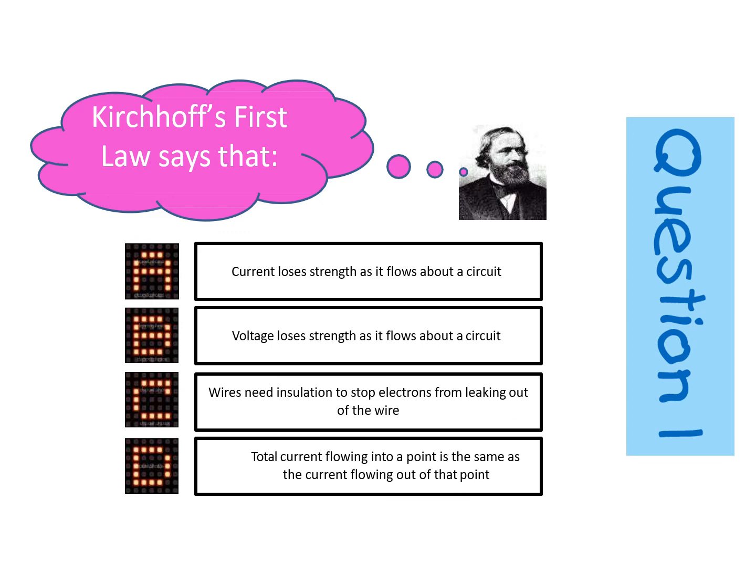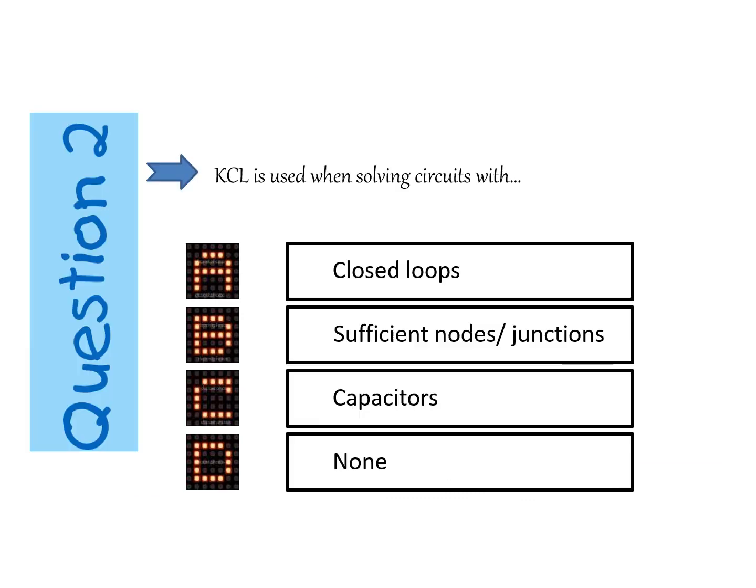So the next option is total current flowing into a point is the same as the current flowing out of the point. I think this is connected to the first law, is it not? So the option is D. Kirchhoff's first law says that total current flowing into a point is the same as the current flowing out of the point. That is, current entering the point is equal to the current leaving the point.